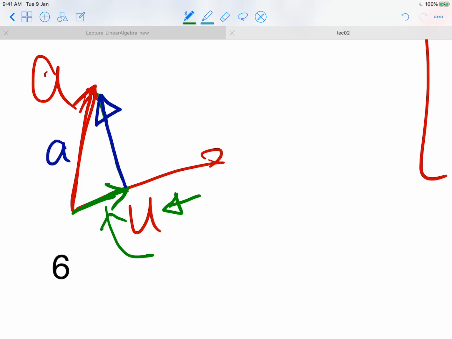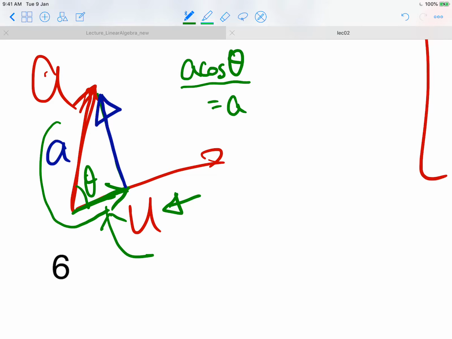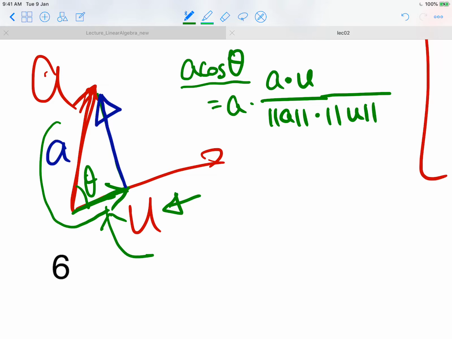So if U has the length of 1, then we can apply the cosine kind of thing. It will be basically A times cosine theta, right? I'm just quickly deriving the Gram-Schmidt process. In this case, we know this cosine theta is A inner product with U divided by the norms of A and U, right? So that is the inner product formula.